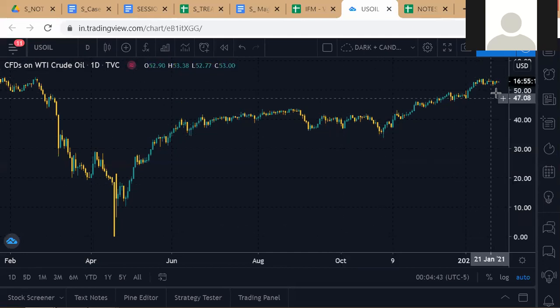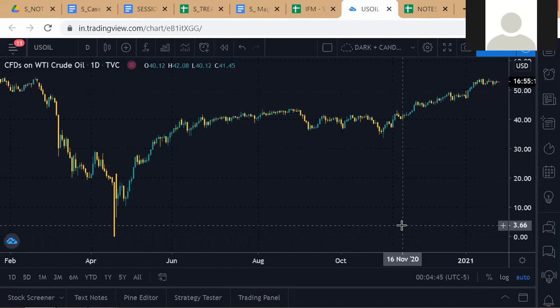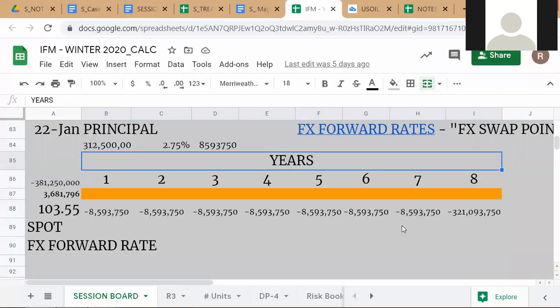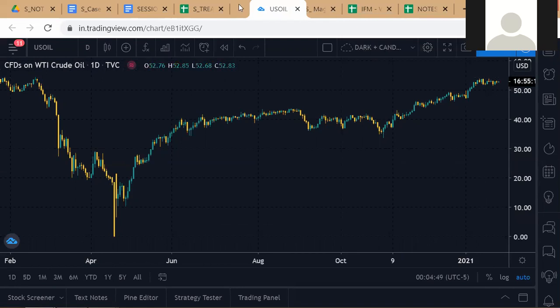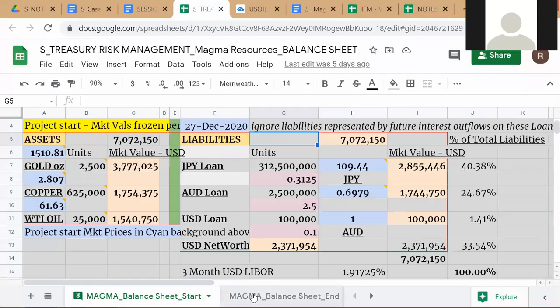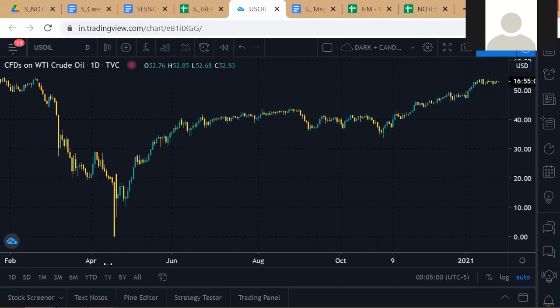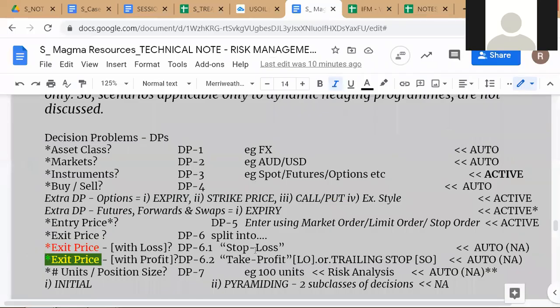So you look at the oil price now. So here you are. Now you are tasked with managing the exposure. You are the hedging team for Magma, and you look at your oil position and the underlying on the balance sheet. You have the underlying position. Now you are going through the decision problems, as the CEO told you to. Now you've come to DP4.